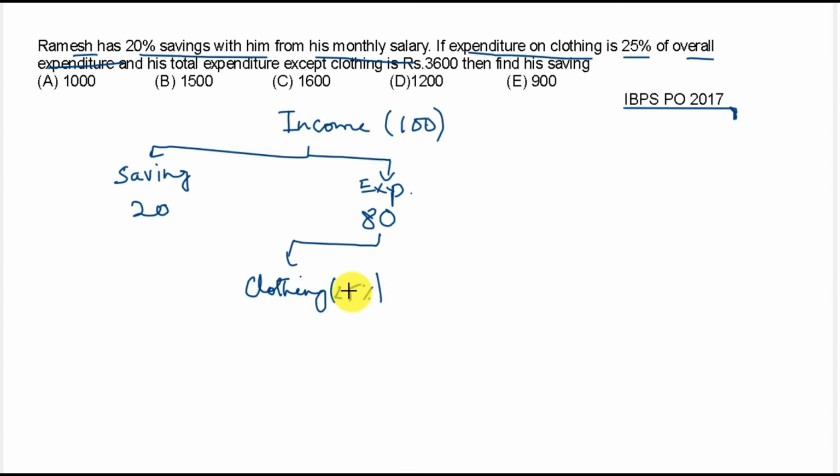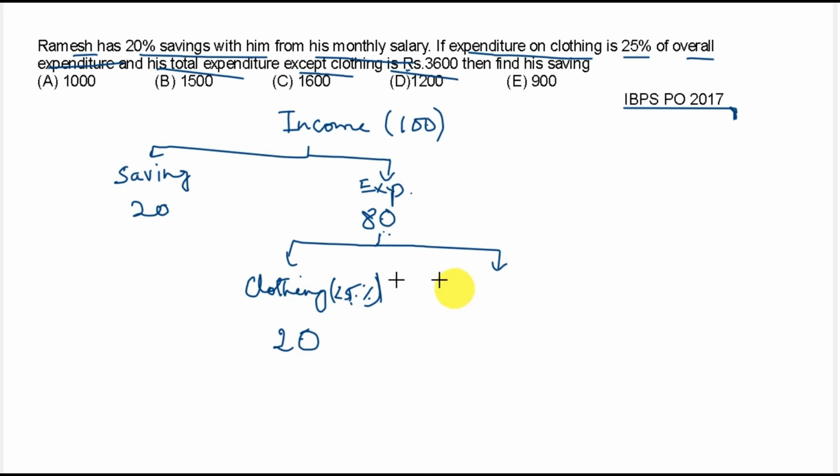25% of what number? 25% of 80. And what is 25% of 80? It's going to be how much? 20. Okay, you have to calculate 25% of 80, not from this income. Because it says on clothing he spent 25% of overall expenditure, and overall expenditure is 80, so you have to calculate 25% of 80, right? Now, after that it says, and his total expenditure except clothing.